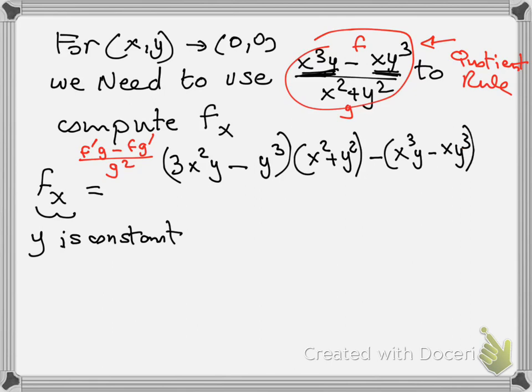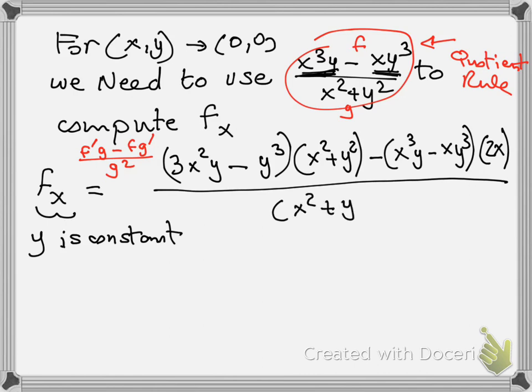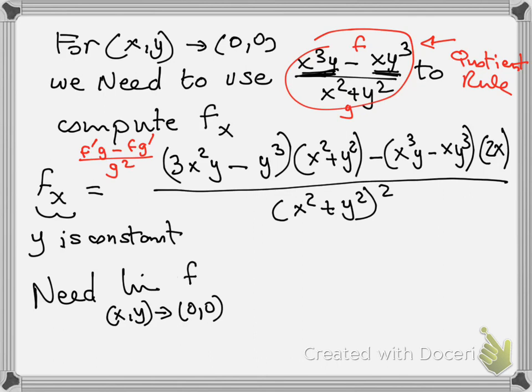Now, the derivative of the bottom: derivative of x squared will be 2x, plus the derivative of y squared, y is a constant, so y squared is constant, so it's just plus 0. So it's just 2x over, of course, x squared plus y squared, so g squared. So we need to compute the limit as x, y goes to 0 of this. Of course, here x is 0, y is 0, so it's going to be 0 over 0, so indeterminate. To find this limit, we need to use polar coordinates.